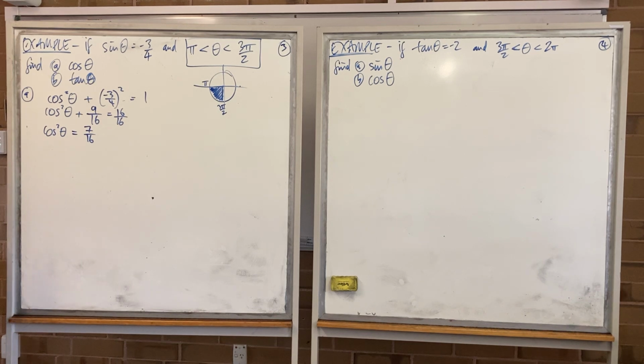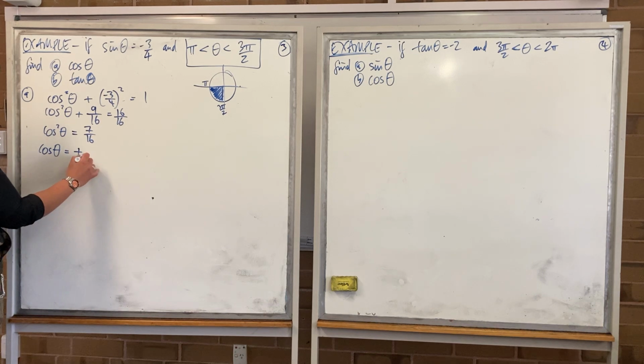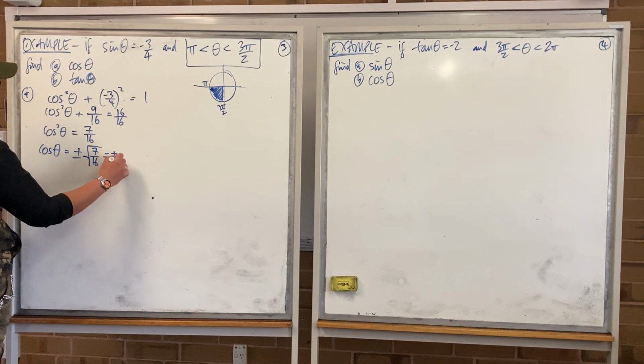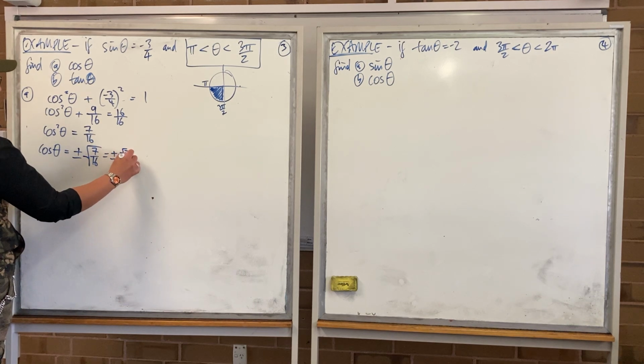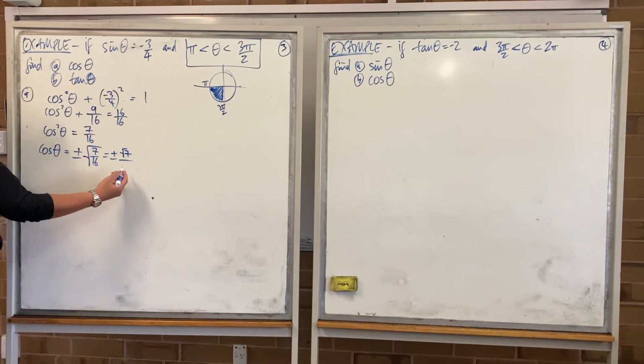What's the opposite of squaring something? Square root. Cos theta is, but how many different options are there? Plus or minus. Plus or minus root 7 on 16, which is equal to plus or minus root 7 on root 16, which is 4.